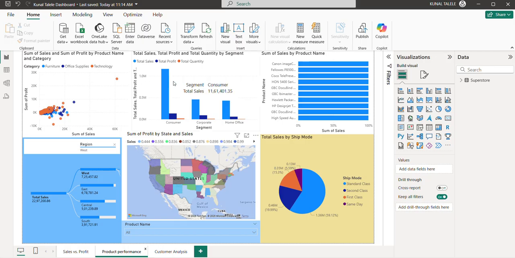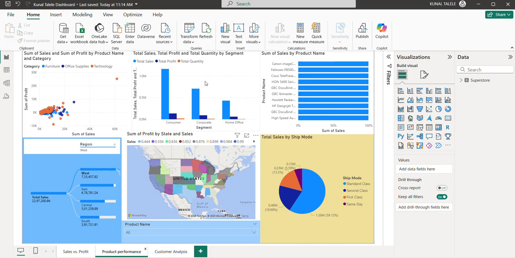Moving on to the next, we have a grouped column chart summarizing performance by customer segment, that is consumer, corporate, and home office. Blue bar represents total sales, indigo bar represents total profit, and orange bar represents total quantity.